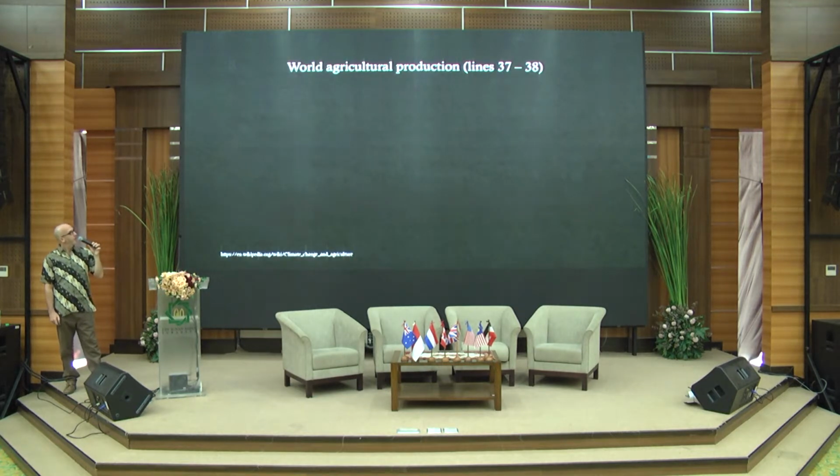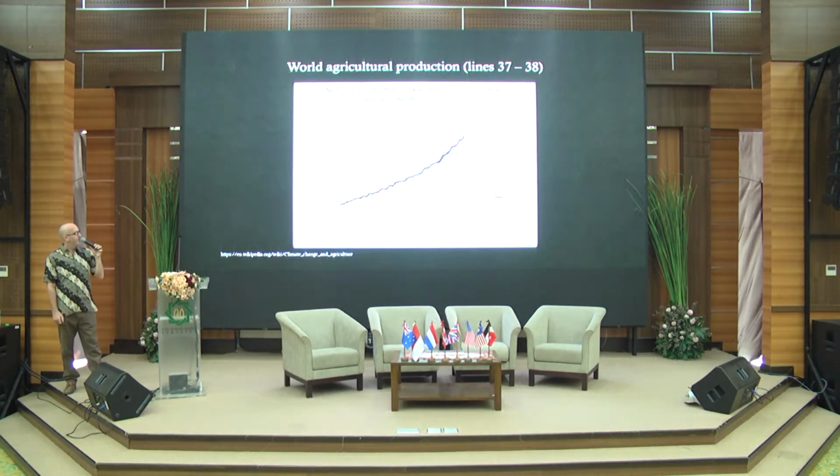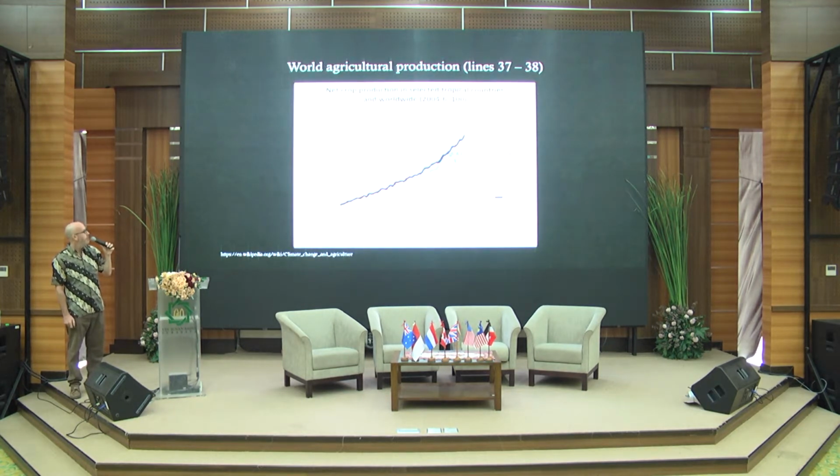World agricultural production is mentioned in lines 37 to 38. And there is this graph, this one features Indonesia. As you can see, Indonesia was quite low in the 60s, but has since done very well and is now above the world average for agricultural production. Again, this is a graph that's demonstrating concepts from the text in a visual way.